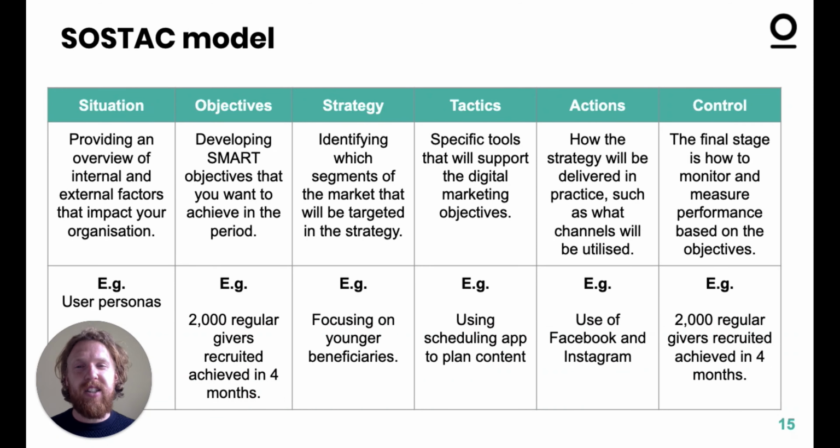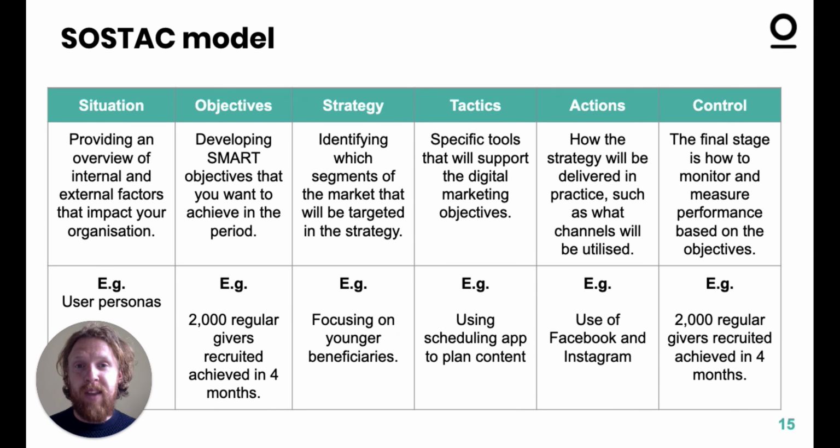Next is the actual strategy. What are you going to do to achieve those objectives given the situation that your organization is in? So to do that, you're going to have to identify which segments of the market, your potential audience, will be targeted in the strategy. So for example, here we've said this charity is going to focus on younger beneficiaries. Of course, it'd be a lot more developed than that, but this is just an example.